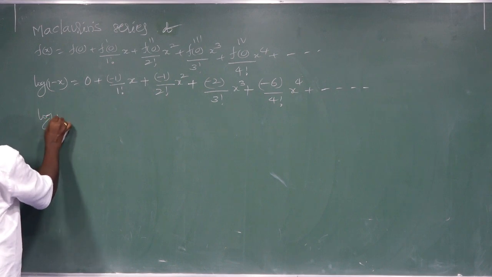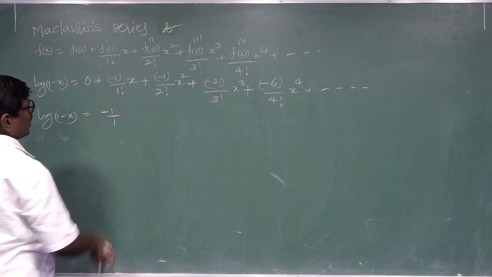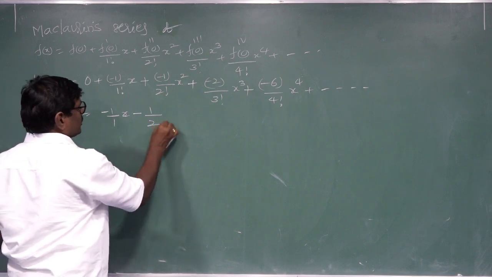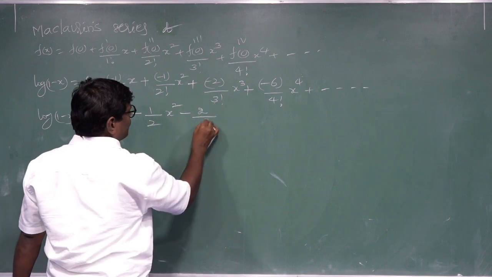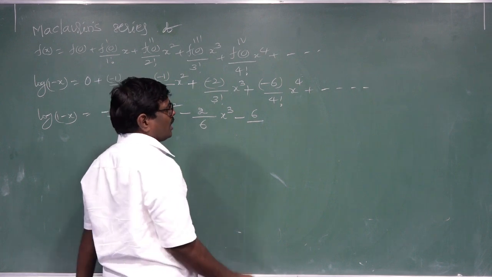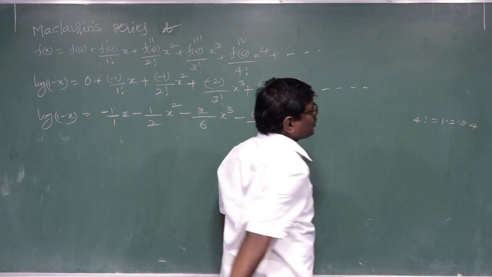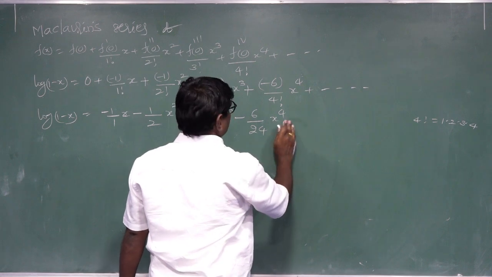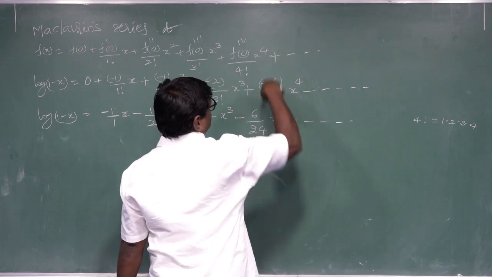So log(1 - x) = 0 - 1/1! x - 1/2! x² - 2/3! x³, where 3! is 6, - 6/4! x⁴, where 4! = 1 × 2 × 3 × 4 = 24, and so on. These are all minus signs.